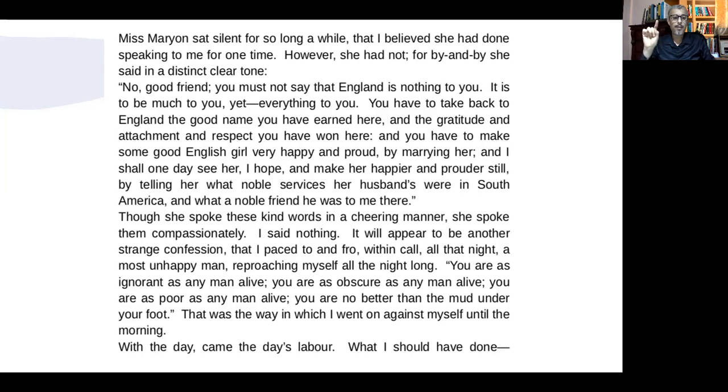It will appear to be another strange confession that I paced to and fro. I paced to and fro within calm all that night, a most unhappy man, reproaching myself.